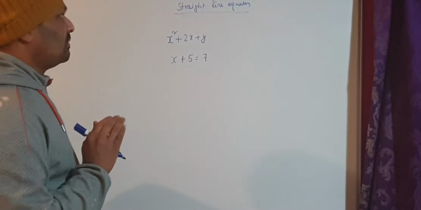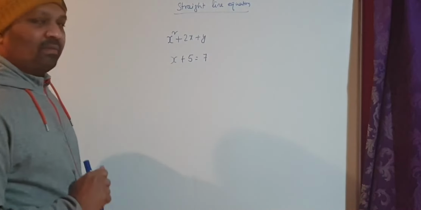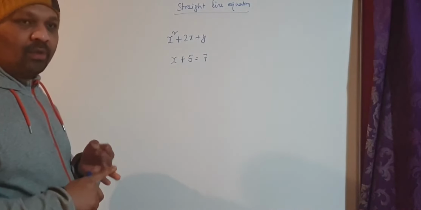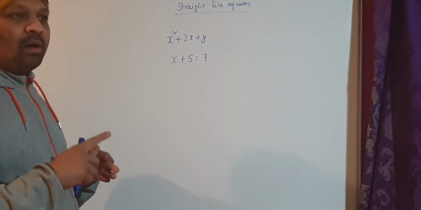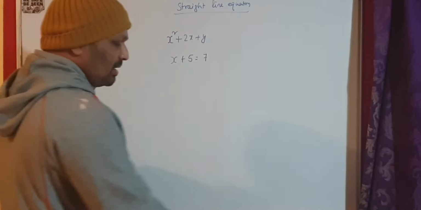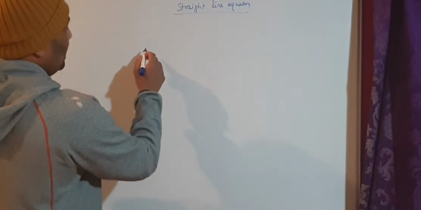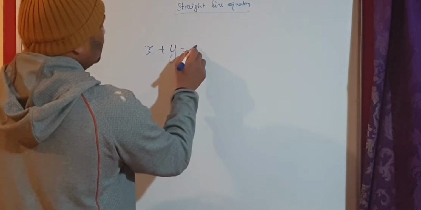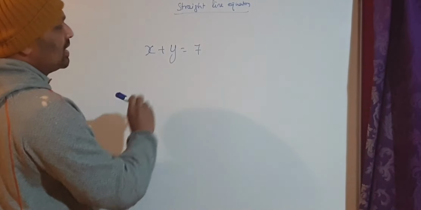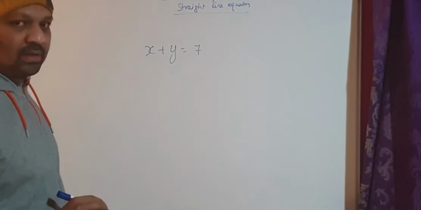There are a few conditions that a straight line equation has to meet. Those conditions are that a straight line equation should only have either an x term or a y term or both x and y terms, and it may have a constant or it may not have a constant. For example, x plus y is equal to 7. Is this a straight line equation? Yes, it is, because it has a term x, it has a term y, and it has some constant. And this is an equation because there is an equal to symbol here.